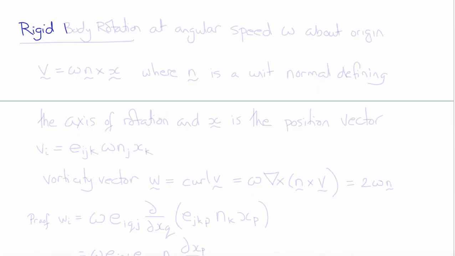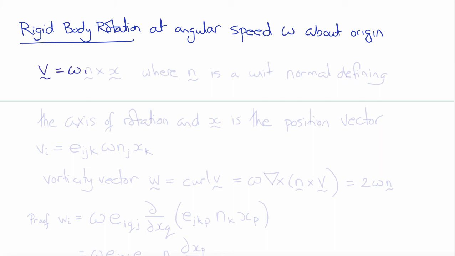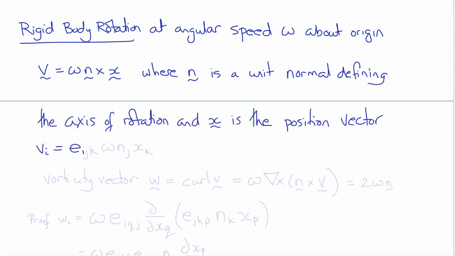This next example is a rigid body rotation, but it's a rigid body rotation at a constant angular speed, omega, about the origin. So if omega is the angular speed, then the velocity vector, v, would be omega times the cross product of the unit normal n defining the axis of rotation and the position vector x. Now, expressing this in index notation would be v_i equals e_ijk, the permutation symbol, times omega times n_j x_k.